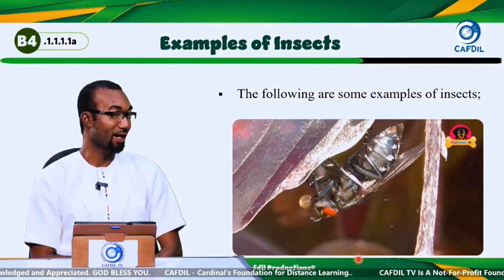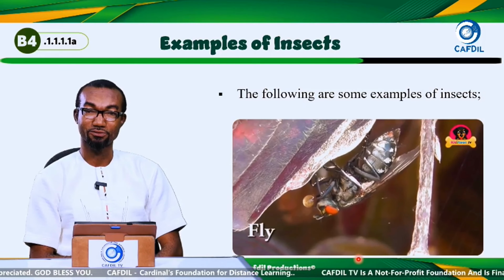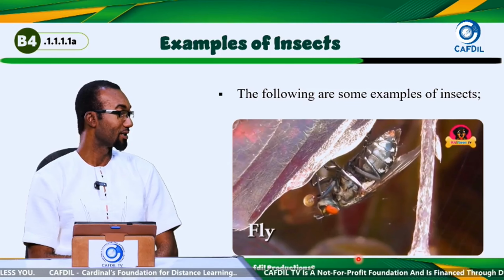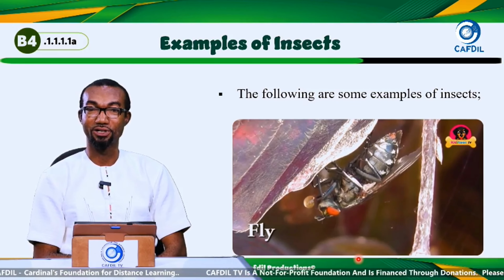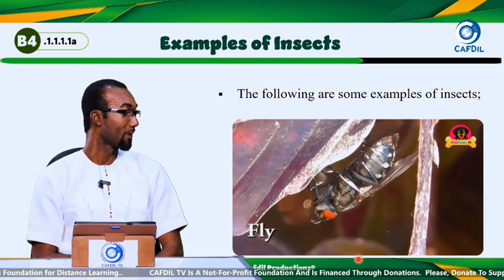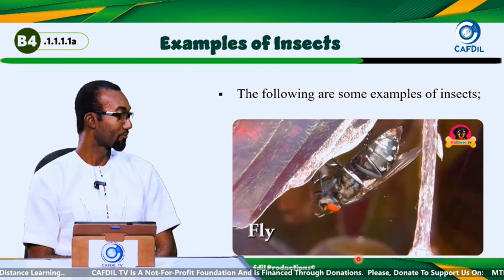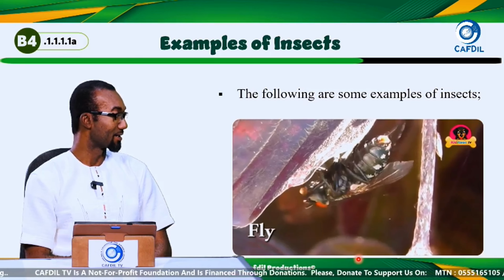The next one is fly, house flies. House flies also contaminate our food, and they are also classified as insects. Flies are classified as insects.